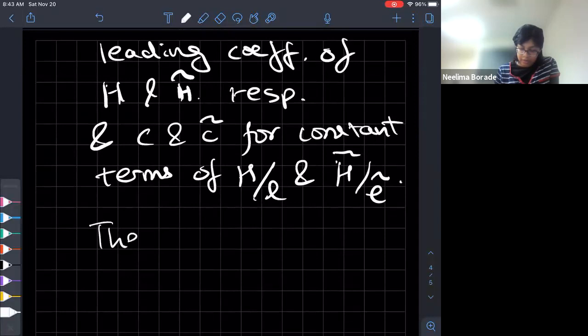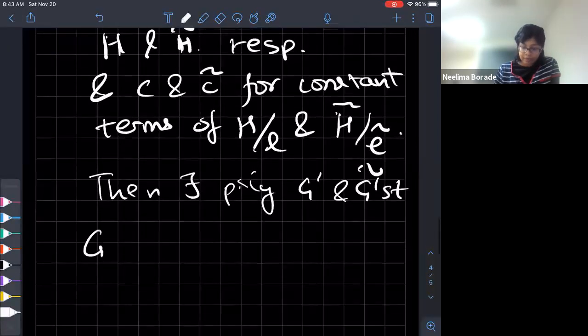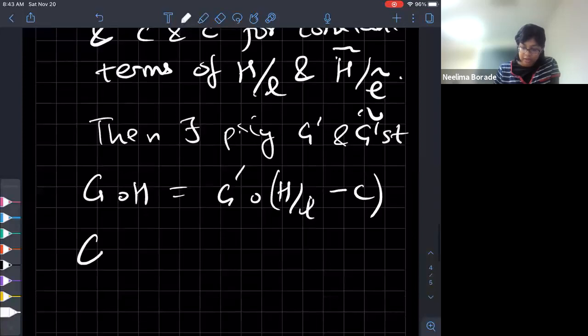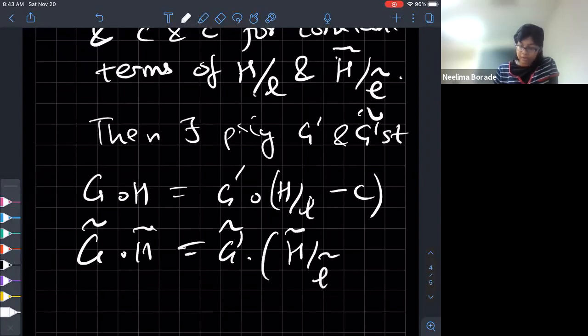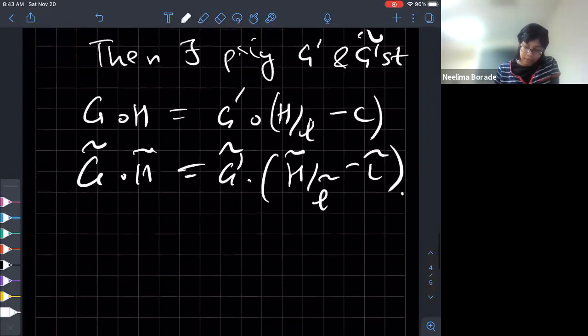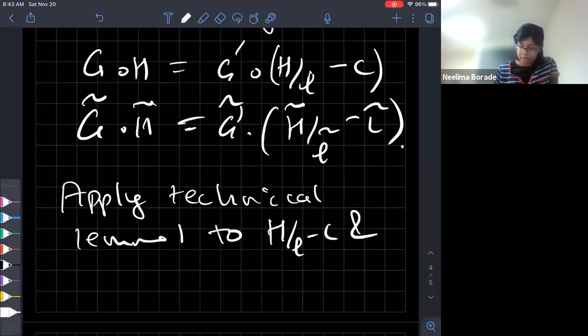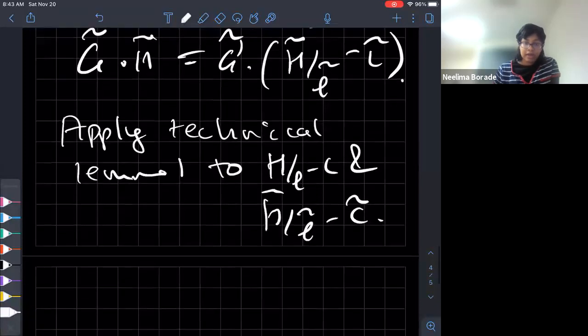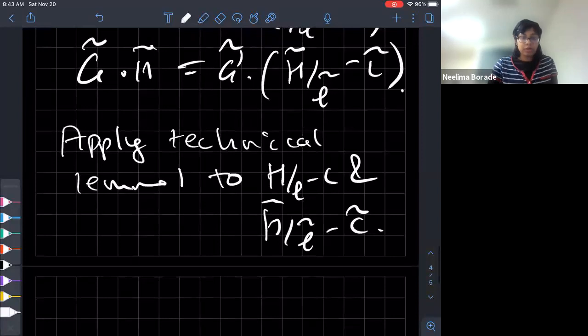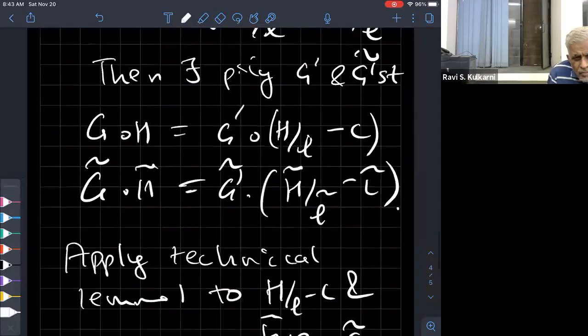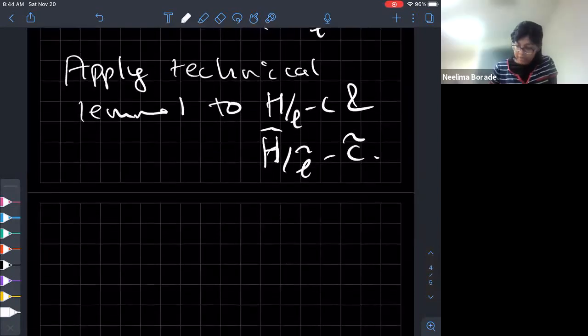And so if we do this, then there exist polynomials G prime and G prime twiddle such that G composed H you can write as G prime composed H divided by L minus C, and G twiddle composed H twiddle is G prime twiddle of H twiddle mod L minus C. And now we have what we want, so we simply apply technical lemma 1 to your polynomials H over L minus C and this polynomial. And then this basically gives you what you want, because we have uniqueness, and so we can find constants and compare them.